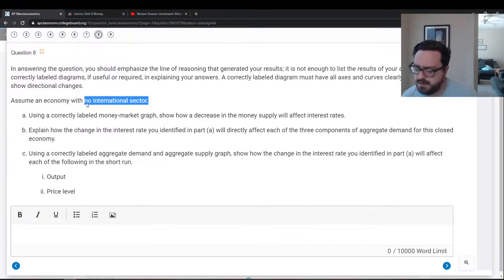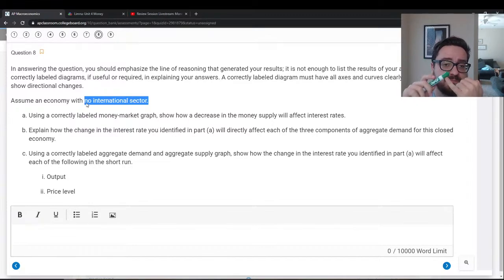Because my components of aggregate demand, if you will remember, are C, I, G, and XN. Consumer spending, investment spending, government spending, and net exports. Why are they saying there are 3? Oh, they don't do international trade.